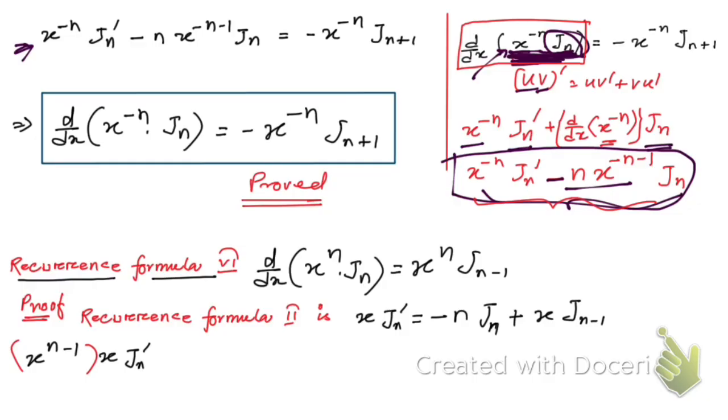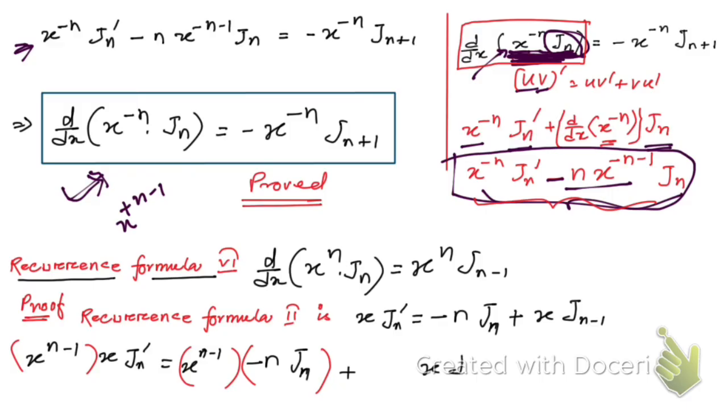Here we need to multiply by x to the power n minus 1. In the previous case, to prove this one, we had multiplied by x to the power minus n minus 1. Here we have to multiply each and every term by x to the power n minus 1. If you multiply this one with this, you get x to the power n, and if you multiply this one with this, again you have x to the power n. Let me copy this step and go to a new slide.